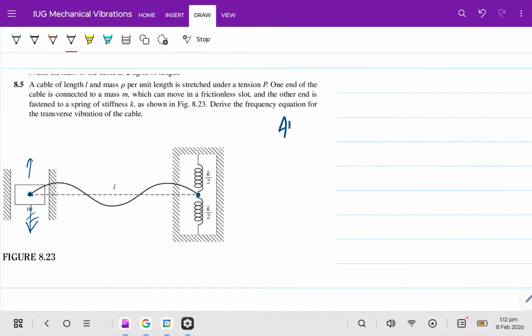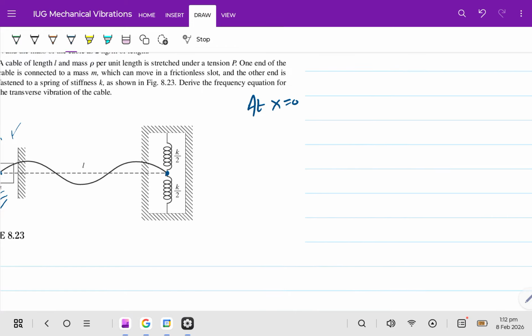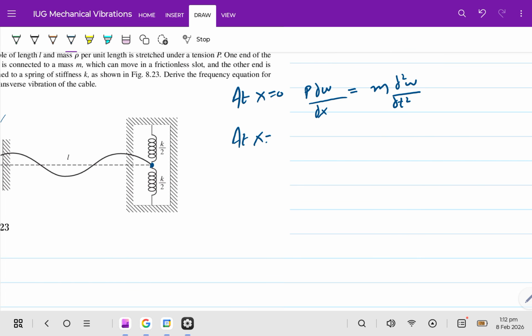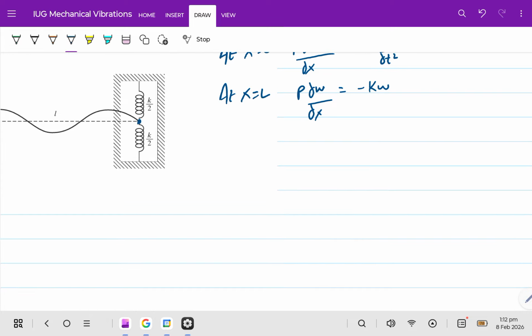So, at x equals 0, that is this end, if you call this whole length L, its equation of motion would be equal to the force into the displacement equals ma, right? And at x equals L, the same force that is acting onto the string into the displacement is opposed by the frictional force, minus kx or kw, that is the displacement.